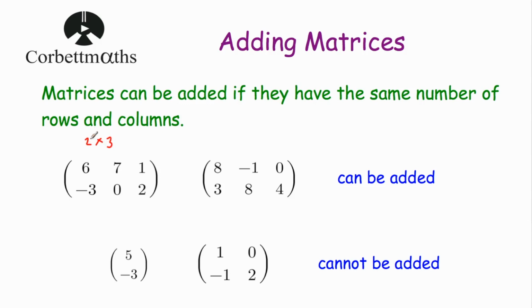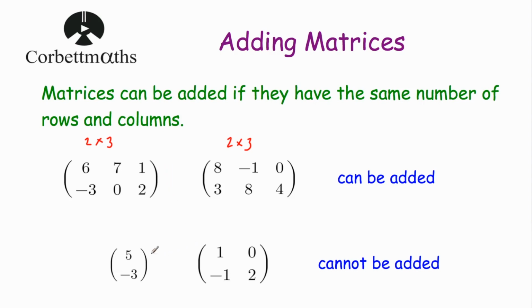The number of rows is the first number, so here you can see there's 2 rows, so it's 2, and then by 3 because it's got 3 columns. So this is a 2 by 3 matrix, and this is a 2 by 3 matrix, 2 rows and 3 columns. So because we've got the same number of rows and columns in these matrices, they can be added or subtracted.